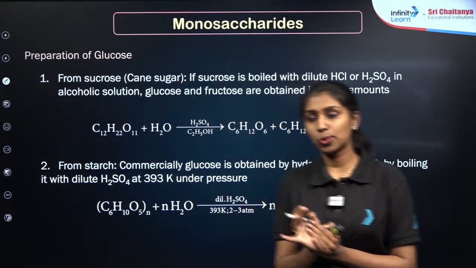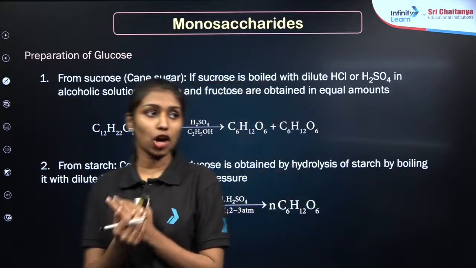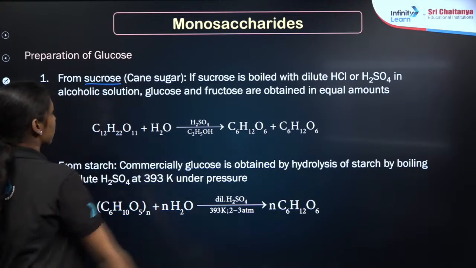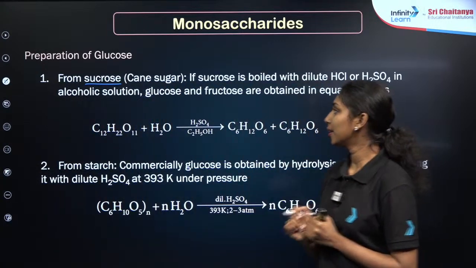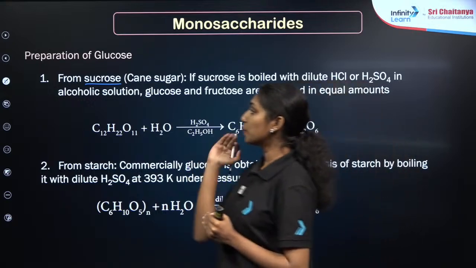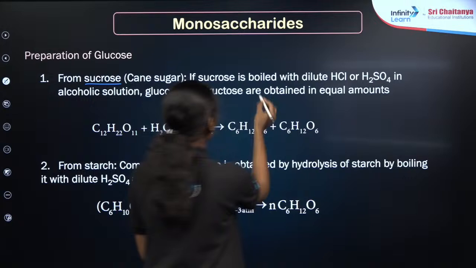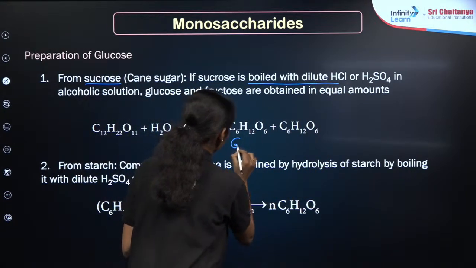We have already seen the structure of glucose, right? Now we have an idea about how to prepare this glucose. The first method is from sucrose. I hope everyone knows about sugarcane, right? Sugarcane contains the carbohydrate sucrose. By the acid hydrolysis of sucrose, we can prepare glucose along with fructose.